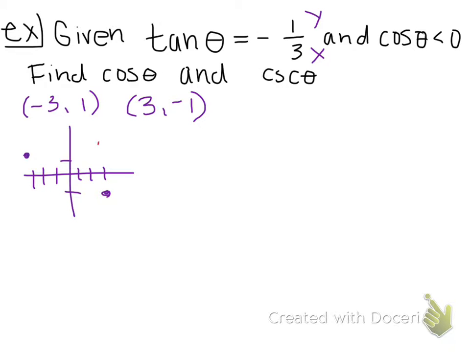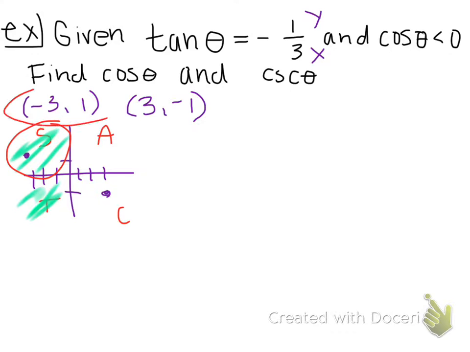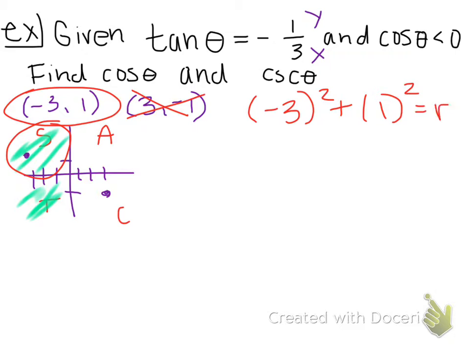We're looking for where cosine is negative this time. So cosine is positive in quadrants 1 and 4, so cosine is negative in quadrants 2 and 3. So the place that we're overlapping would be quadrant 2. So this is the coordinate that we're going to use. Let's go ahead and find our r value. So I have negative 3 squared plus 1 squared equals r squared. So I have 9 plus 1 equals r squared. 10 equals r squared. Therefore, r equals the square root of 10.